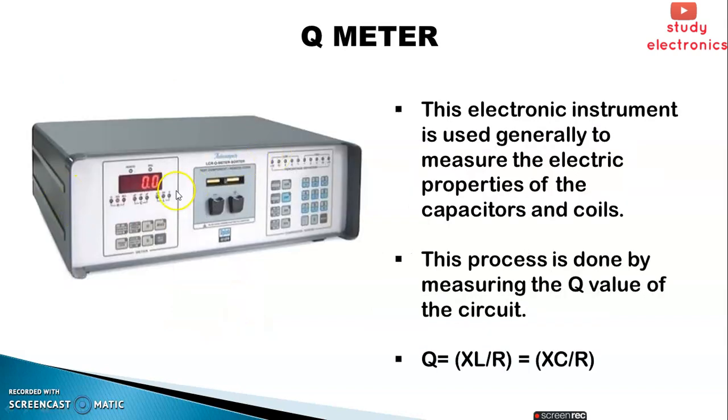Next, Q meter. This is the image of a Q meter. This electronic instrument is used generally to measure the electric properties of capacitors and coil. This process is done by measuring the Q value of the circuit. The formula: Q is the quality factor. Q is equal to XL by R, that is inductive reactance, or XC by R, that is capacitive reactance by R. This is the formula of a quality factor.